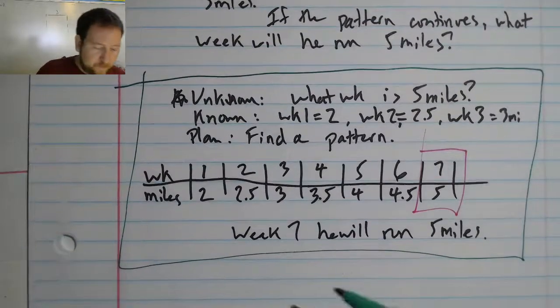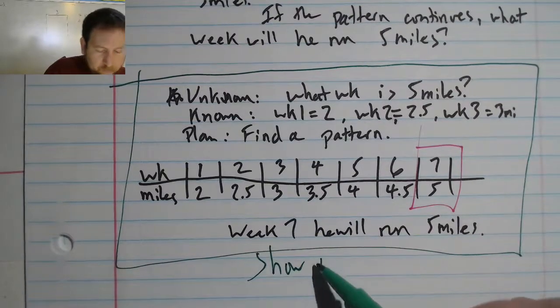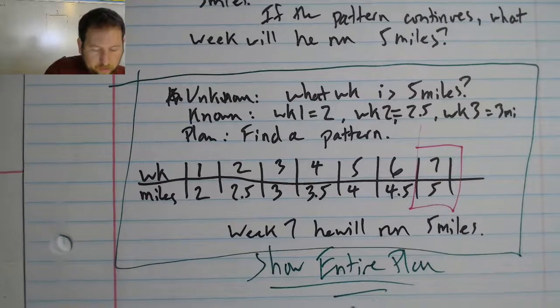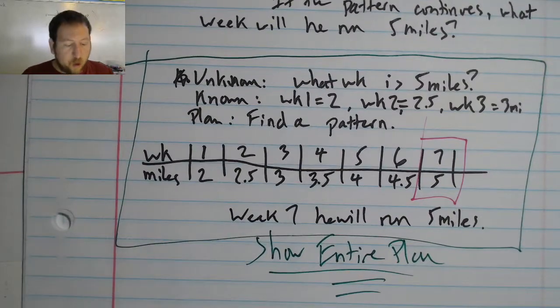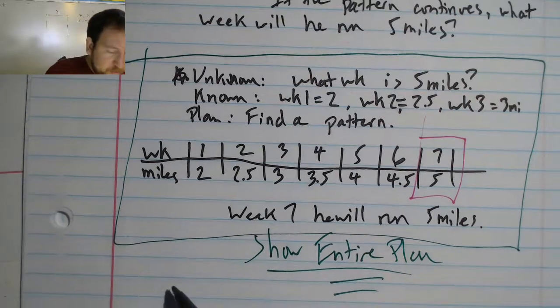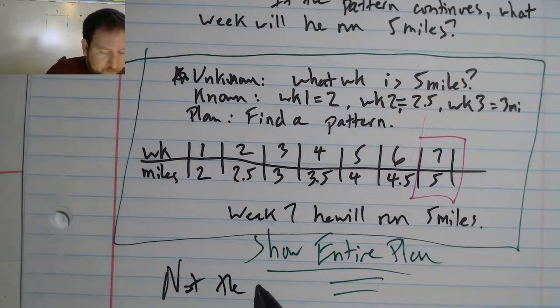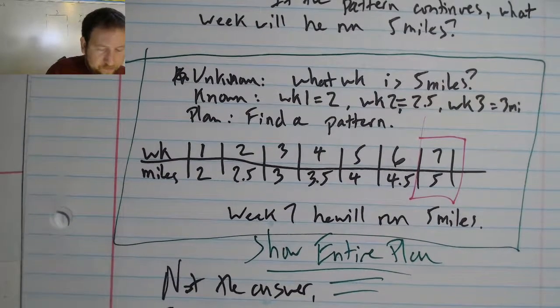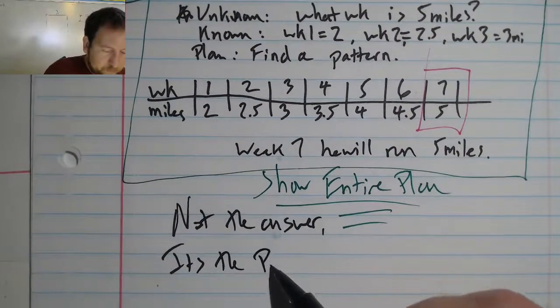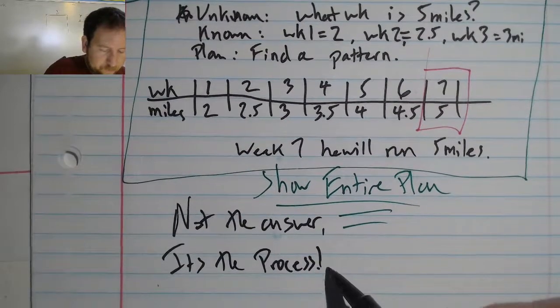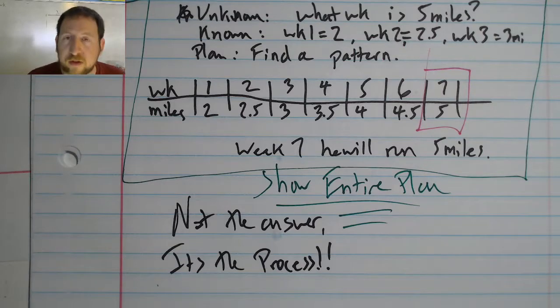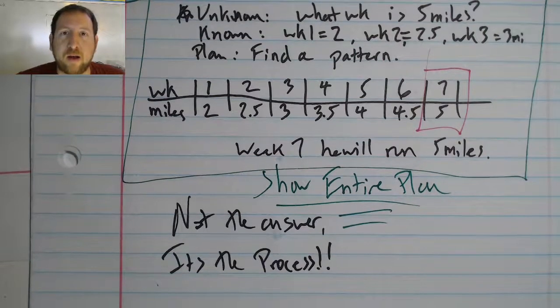So again, when we do this problem, I want to see all of this work showing me your entire plan. For these sections, or we'll have to redo them from the beginning, because it's not the answer. It's the process. Okay? Makes sense, I hope. If you have a question, please ask. Go ahead and good luck.